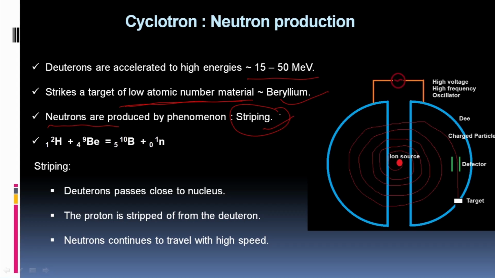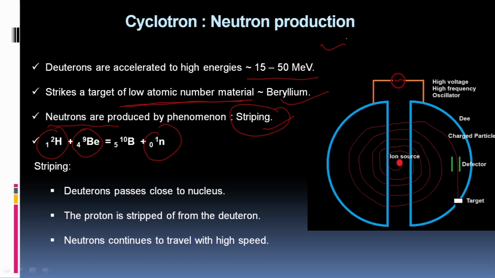So neutrons are produced by the stripping phenomenon, where this is the deuteron particle, 1H2, and it is not actually captured by the beryllium-9 nucleus. The proton of the deuteron is stripped off, and the residual neutron travels with high speed, and this is how we get the neutron, because it is an uncharged particle, and we get high speed neutrons for treatment or for any other purpose. So neutron production by cyclotron is also very important.